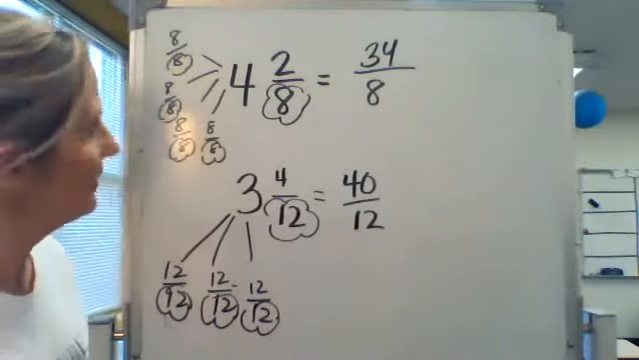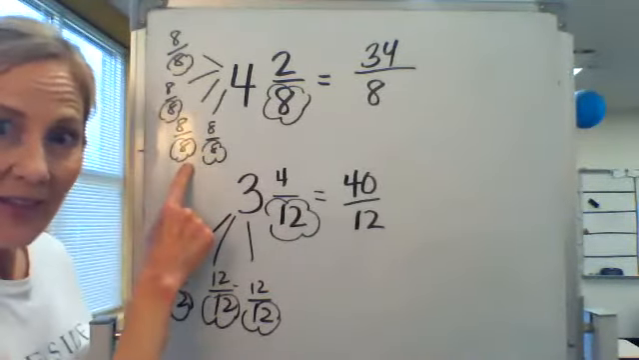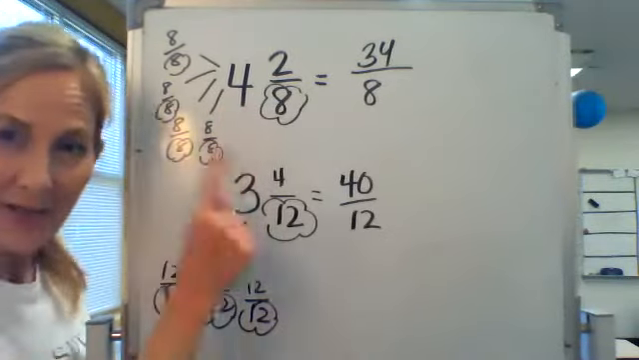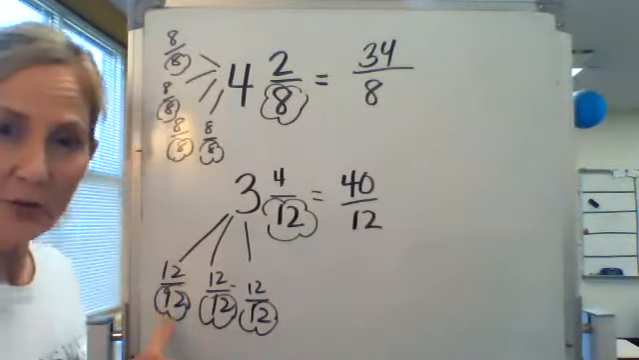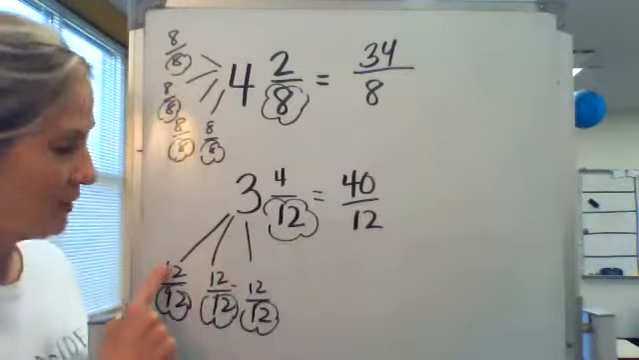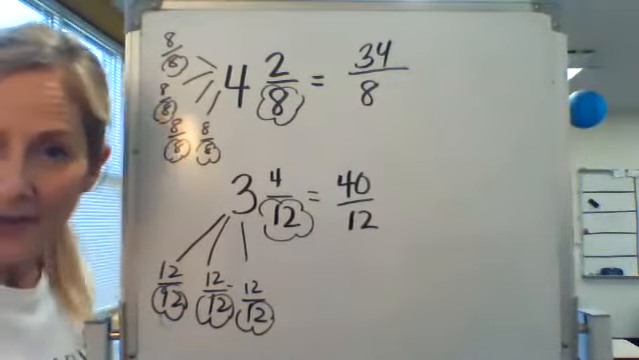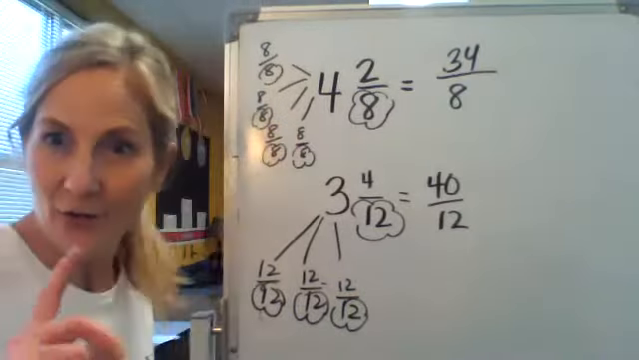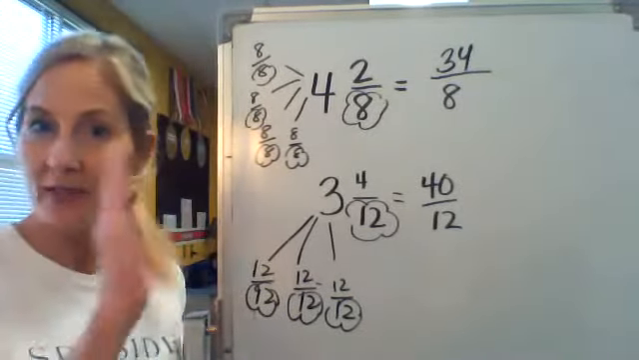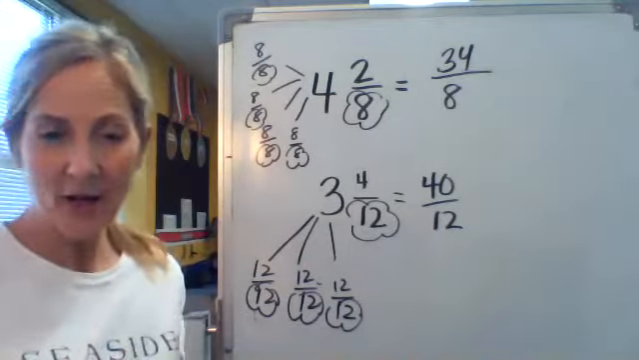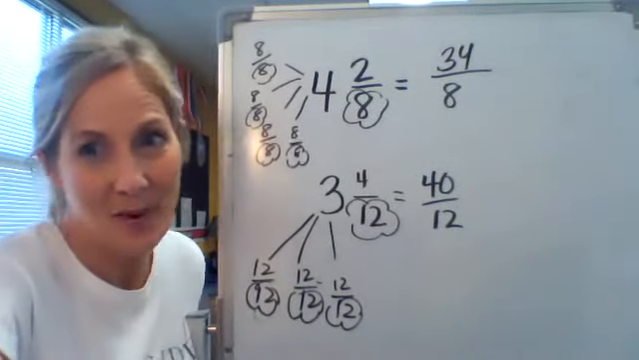All right, how did you do? Did you remember that we were working with eighths and that 8/8 would make each one of those wholes? Did you remember here that we're working with 12ths? So 12/12 would make up each one of those wholes. I hope you got them correct. We want to become masterful at being able to convert from mixed to improper and improper to mixed. That'll become second nature to you as you keep on practicing.